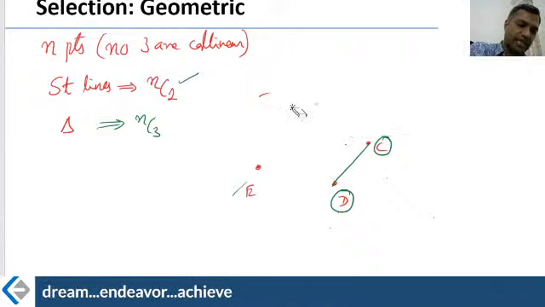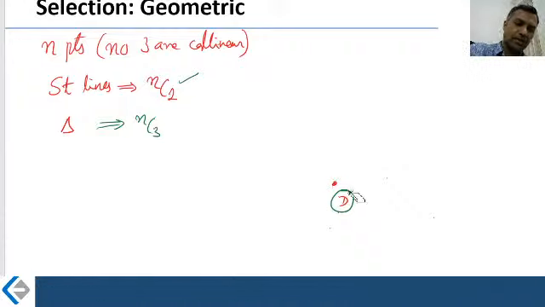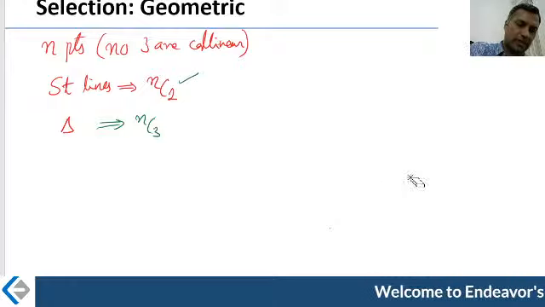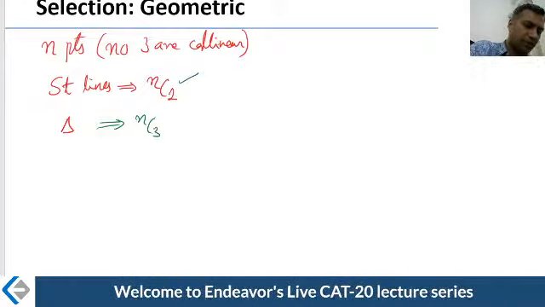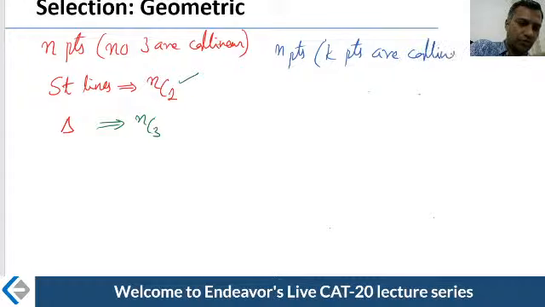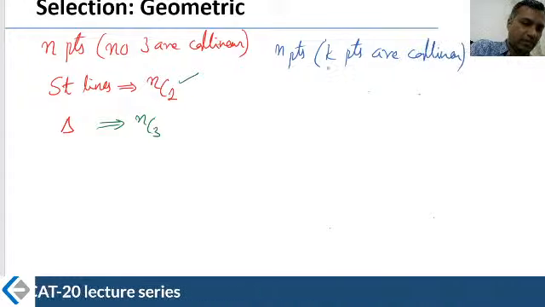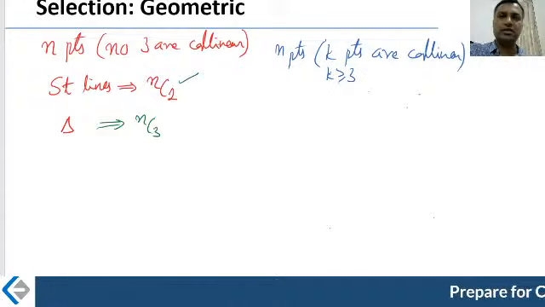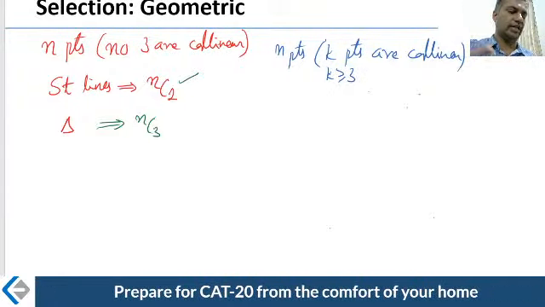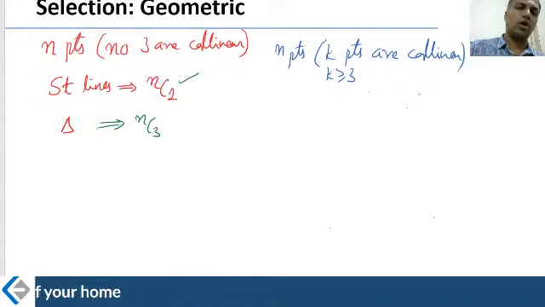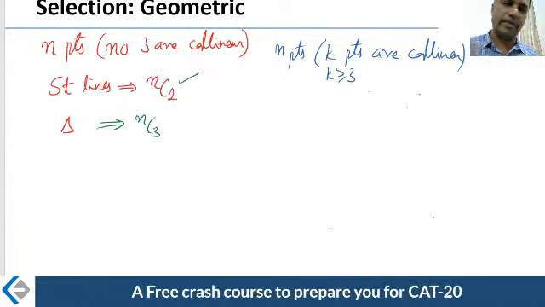Sometimes what happens is they deliberately make some points collinear. Not sometimes, they generally make some of the points collinear. Given n points, k points are collinear, where k is more than 2. The value of k should be at least 3, because you can't say k points are collinear if they are 2. Then it does not make sense, because 2 points are always collinear. So, k is greater than or equal to 3. Minimum 3 should be there.